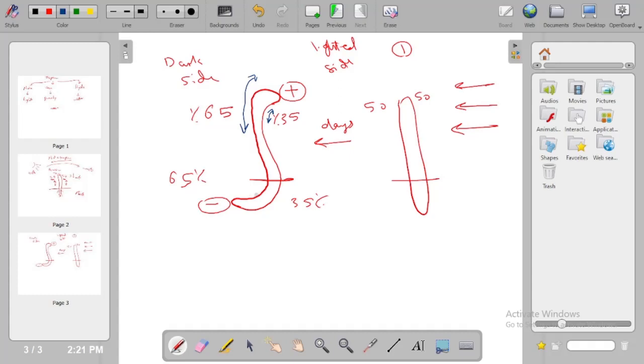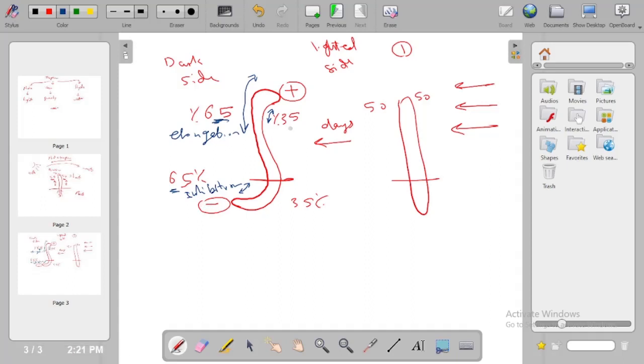Good. The question simply is that the effect of oxygen in the root is opposite to the effect of oxygen in the stem. We said that 65% of oxygen in the stem causes elongation, increasing in size, while in the root 65% of oxygen will cause inhibition. Inhibition means decreasing in size.